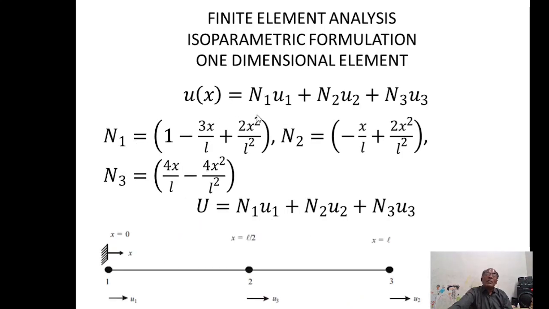Now take the values: N1 equal to 1 minus 3x by L plus 2x square by L square, N2 equal to minus x by L plus 2x square by L square, N3 equal to 4x by L minus 4x square by L square. Now write the deflection of the element like this, as a function of shape functions and nodal displacements.